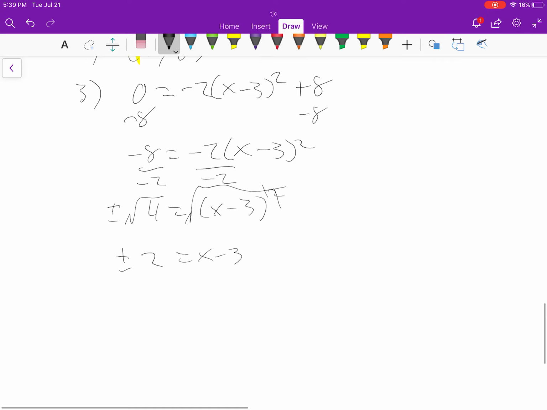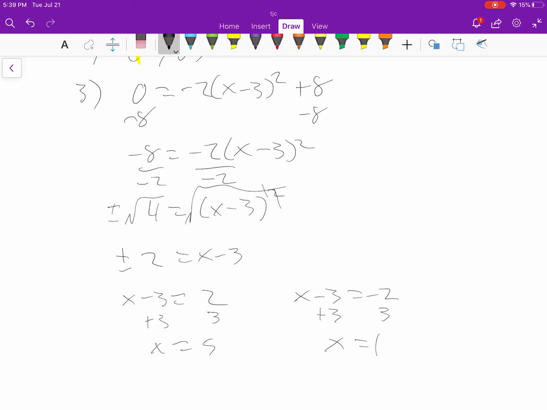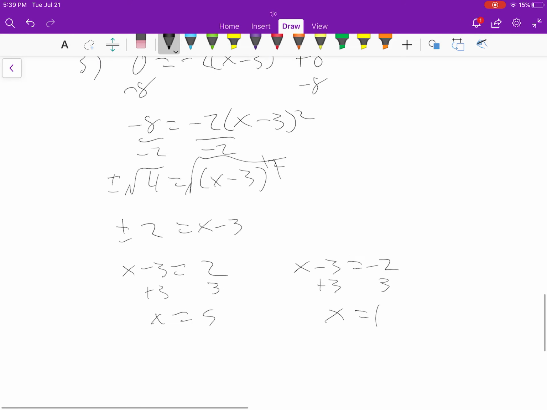Then split it up into two parts. So you have x minus 3 equals positive 2, and x minus 3 equals negative 2. Add 3 to both sides. Get x equals 5 and x equals 1. So there are your intercepts. Now, you don't always have x-intercepts, so just be aware of that. You always have a y-intercept. So we'll go ahead and find that.